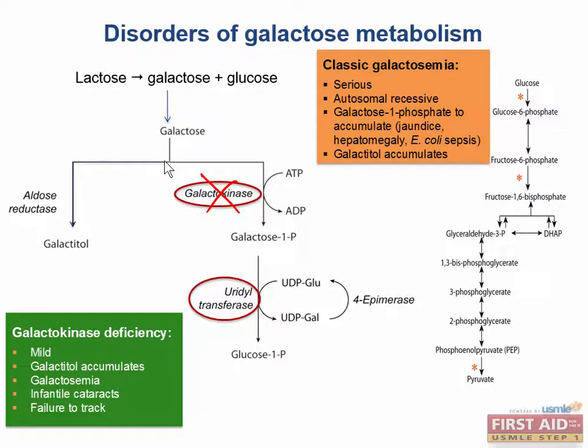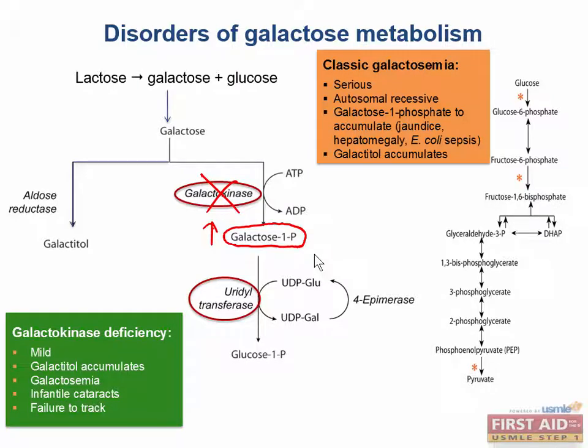Classic galactosemia is a more serious autosomal recessive deficiency of the galactose 1-phosphate uridyl transferase enzyme. A deficiency of this enzyme is going to cause galactose 1-phosphate to accumulate in cells. It'll also cause galactitol to accumulate in cells. So it's going to cause some of the same effects as galactokinase deficiency, such as the infantile cataracts, but as well we're going to get some new symptoms due to that galactose 1-phosphate accumulation, such as jaundice, hepatomegaly, or E. coli sepsis in neonates.